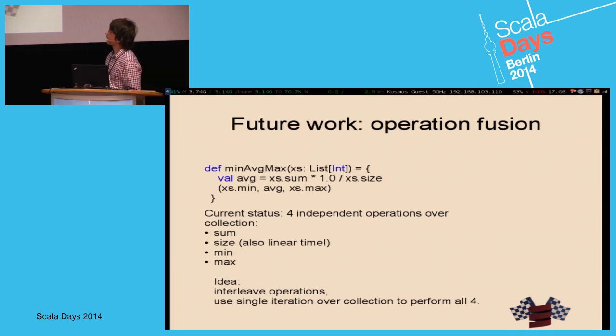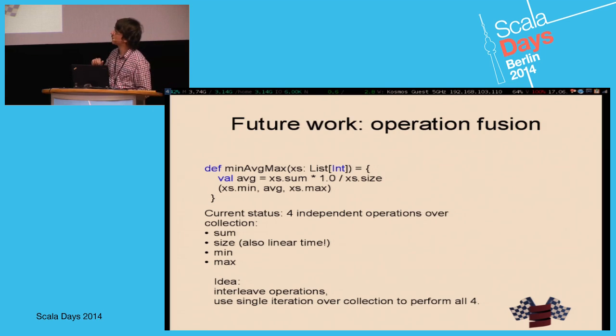So the future work that can potentially end up in the optimized block is operation fusion and deforestation. Let me illustrate operation fusion on a simple example. Imagine you have one collection, for example a list of integers, and you want to perform multiple operations over the same collection. For example, you want to compute the minimum element, the maximum element, and the average element.